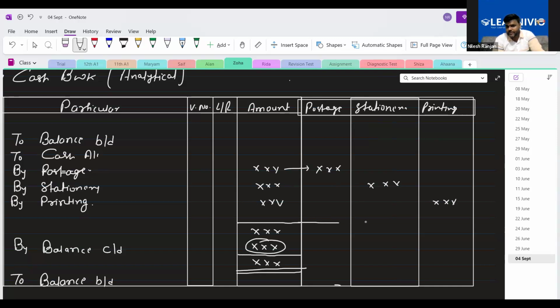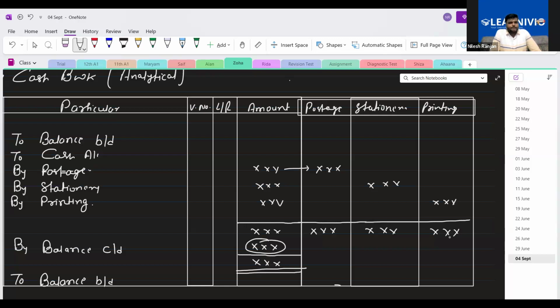Like this, we will write all the expenses, and there can be two expenses in postage. Maybe on different dates we have done two postage transactions, so we will record two postage entries here also. After that we will calculate the total of each expense, and that's it. This is your analytical petty cash. For every expense we create a separate column, write the amount in line with the amount written in the amount column, and then calculate the total. So that is analytical petty cash.